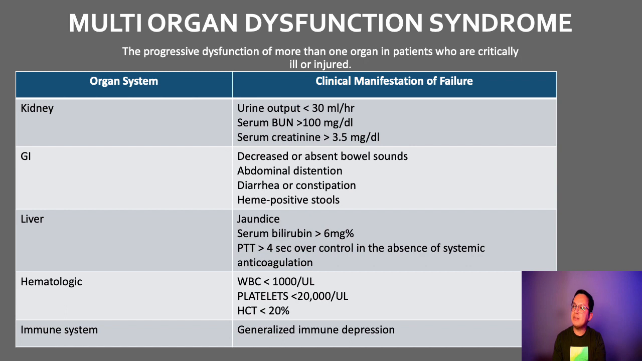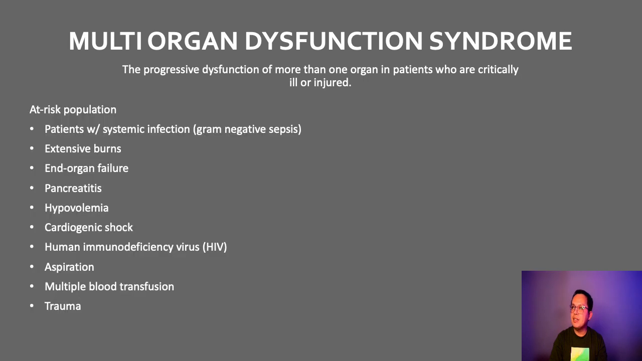Okay. Now, let's move on to immune system. So, there will be generalized immune system depression. The patient, you have to raise the level of aseptic technique for this kind of patient, because they are immunocompromised. So what are the at risk? Who are at risk for multi-organ dysfunction syndrome? Number 1 is the patients with systemic infection, especially gram-negative sepsis and extensive burns.